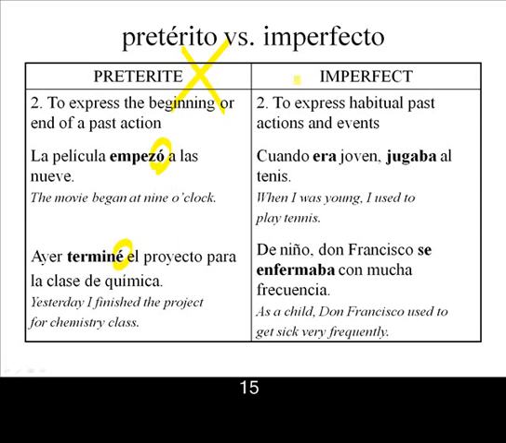El imperfecto, again, imperfecto is something that on the timeline keeps going. For example, a habit. Okay, a habit in the past, something that's habitual, un hábito. Cuando era joven, jugaba al tenis. De niño, Don Francisco se enfermaba con mucha frecuencia. Okay, so we can see the aba for the imperfect are things that continually happen as habits.